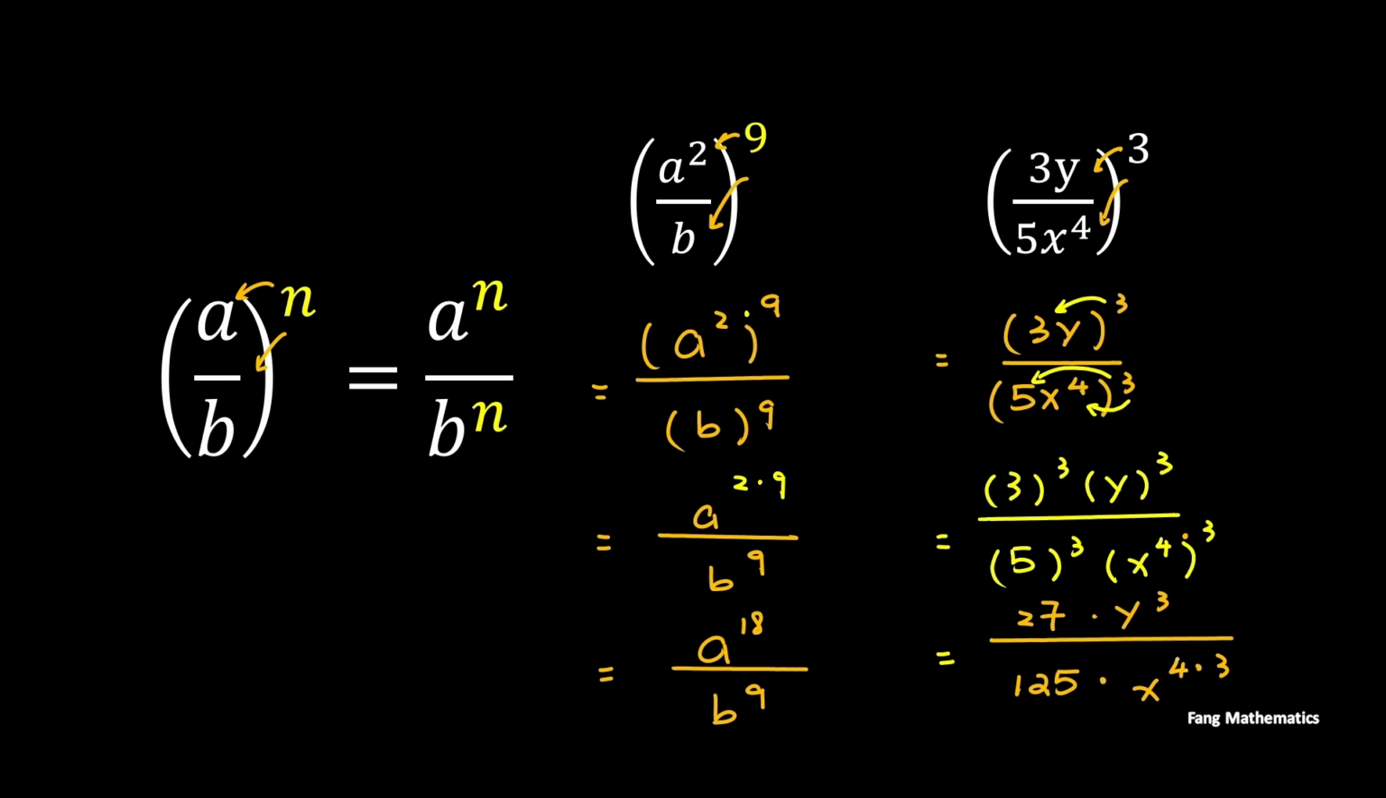And the last term, we are to simplify 4 times 3, and that should give us the final answer. 4 times 3 should give you 12. So let's simplify that. And this is your final answer.